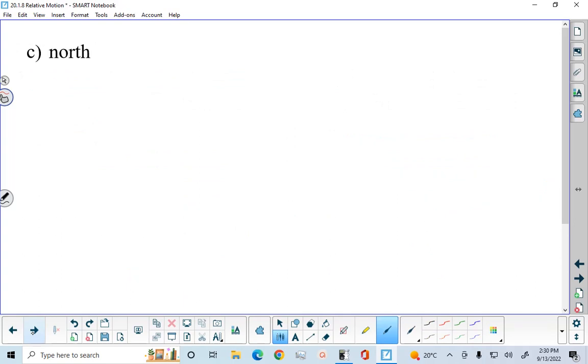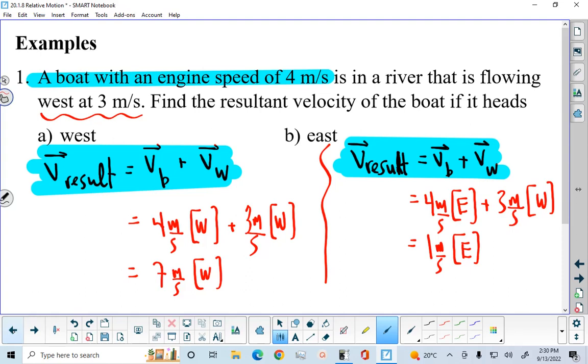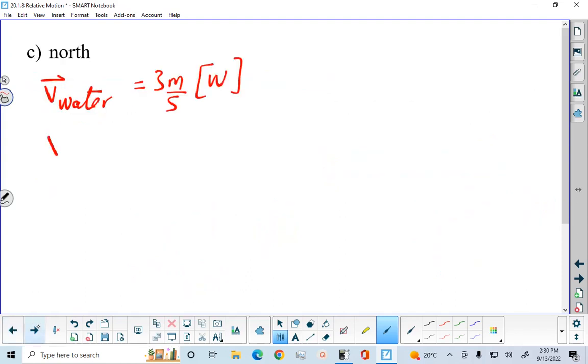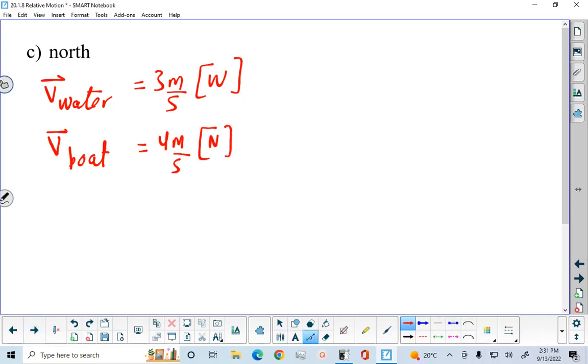Okay, what if the boat heads north? Well, let me summarize for you here that the velocity of the water was 3 meters per second west. I better just go back and double check that. Yep. And the velocity of the boat is 4 meters per second, and in part C it's heading north. So how do we add these two vectors? Well, you've spent some time over the past couple of days practicing this. Since these are perpendicular to each other, you draw them tip to tail. I would personally draw the horizontal first, and then we can draw the vertical.